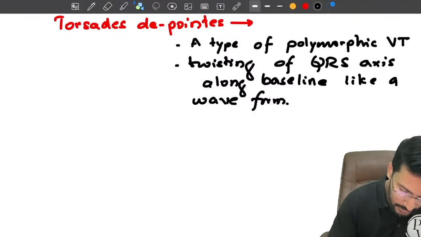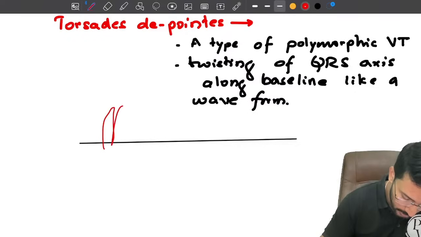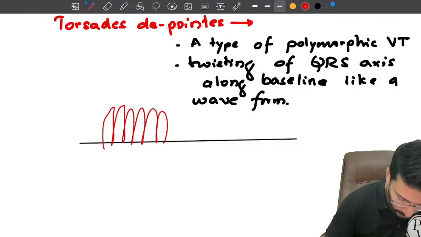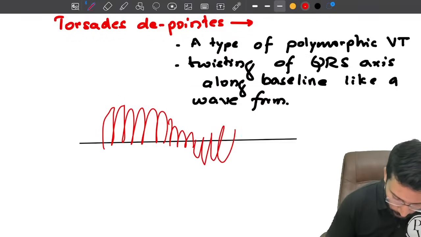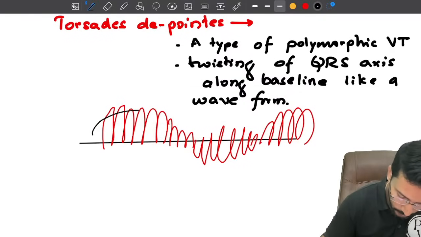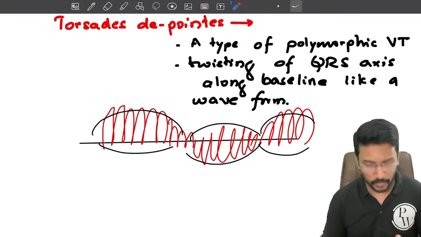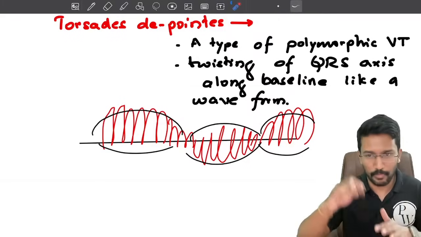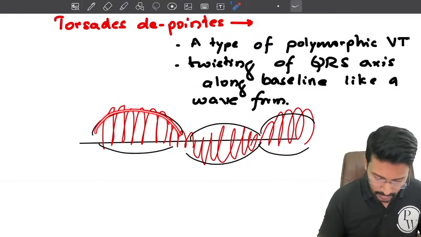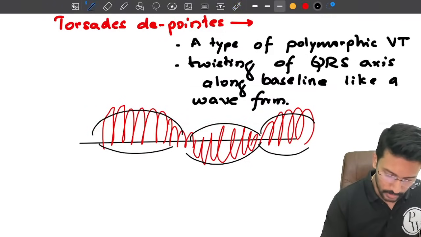So think of this as a baseline, right? This is an ECG baseline. Now what will happen to QRS complexes? Initially they may be prominently upright, and then they will become prominently downright, then again prominently upright. So it looks like a waveform. Polymorphic VT, amplitude is not the same, it is varying within a lead and it is giving the appearance of a waveform. Then we call it Torsades de Pointes, right?